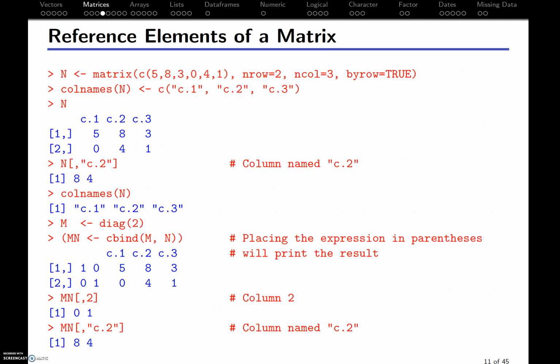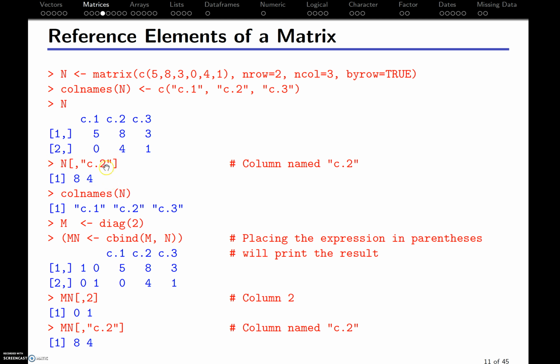Here's some examples of what I was just talking about in theory. Here's a matrix N, okay? Here's what N looks like, the contents of it. Here we use colnames, so we're going to create column names for N. The column names are going to be C1, C2, C3, and we can see that take place right here. Notice we did not create row names, so we're still just using the indexing notation with square brackets.